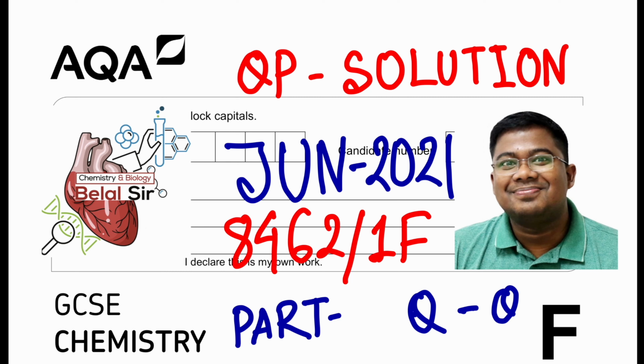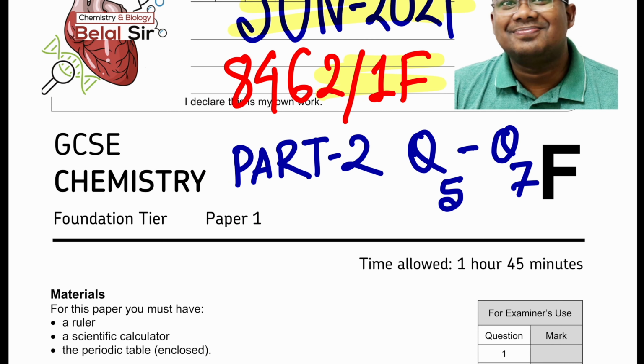Hello everyone. In today's video, we are going to be solving AQA GCSE Chemistry, June 2021, Foundation Paper. This is a part 2 video, and in this video, we are going to be solving from question number 5 to question number 6, 7. So we're going to be solving question number 5, 6, 7.